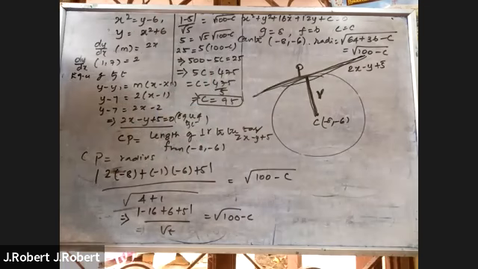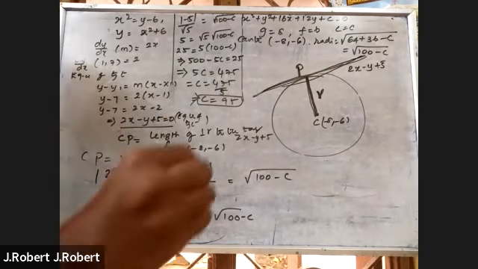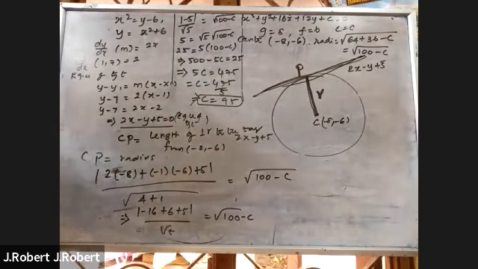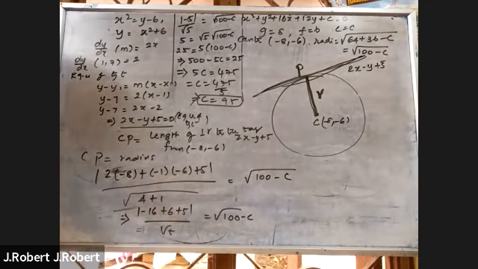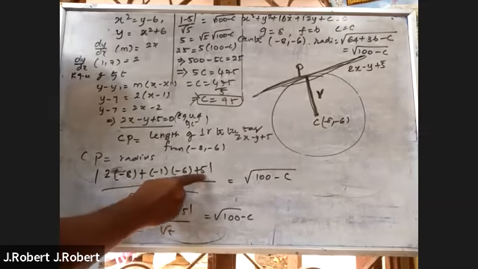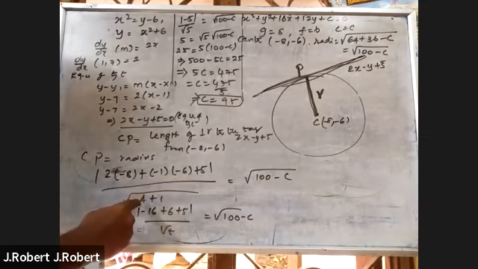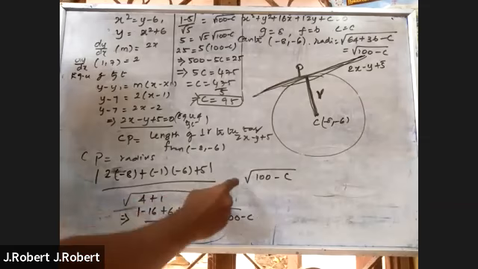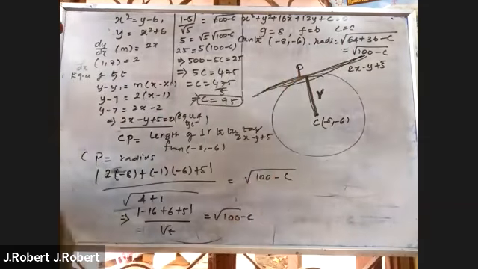For that there is a formula. What formula? If there is a straight line ax plus by plus c, then the formula is modulus of ax1 plus by1 plus c divided by square root of a square plus b square. So using that formula, 2 into -8 minus 1 into -6 plus 5, over square root of a square plus b square, that is 4 plus 1, equals the radius. Your radius is square root of 100 minus c.